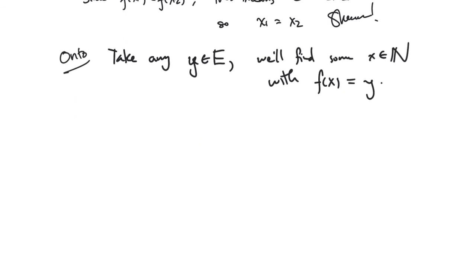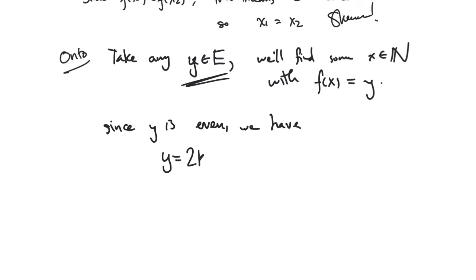We begin just with y in E. What can you say about just the assumption that y is in E? Well, that means y is even. And typically the way we write, when we know something is even, we write it this way. So I'll say since y is even, we have y equals 2k, right? For some k in the natural numbers. That's what even means.